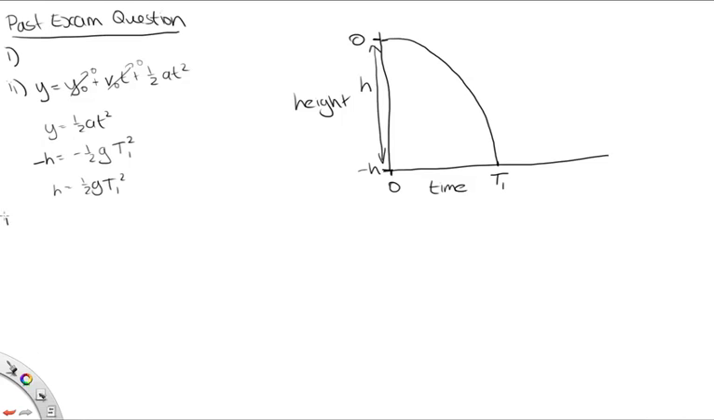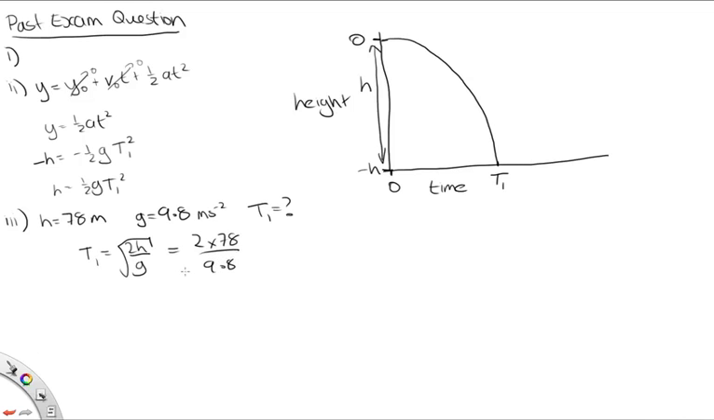Part 3. We're told that the well is in fact 78 meters deep. So h is equal to 78 meters, and we can take g equals 9.8, the standard value for g, and we're asked to calculate t1, in seconds. All we need to do is substitute into this formula. So I've got t1 is equal to 2h on g, and then take the square root. So this is 2 times 78 over 9.8, square root of all that. When we do that in the calculator, we get 4.0 seconds.